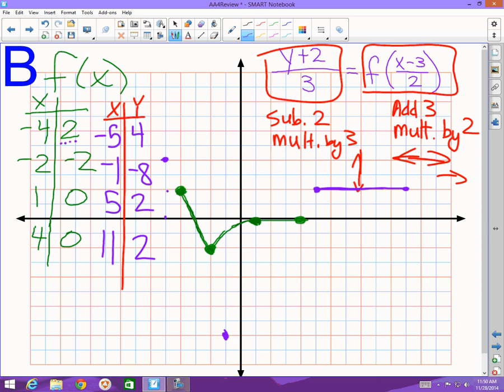Straight line, curved here, straight line there. And we have it drawn. It's been stretched both ways and shifted a little.